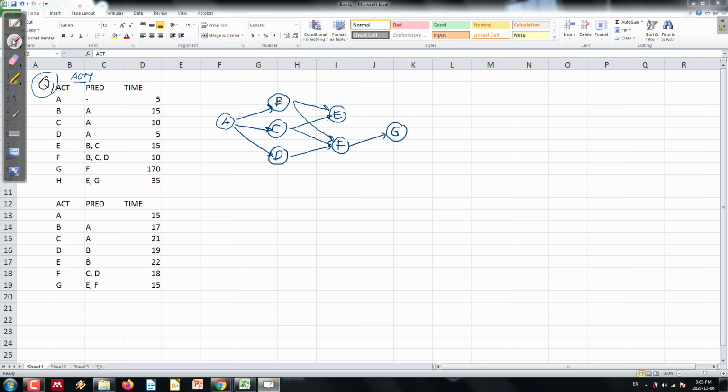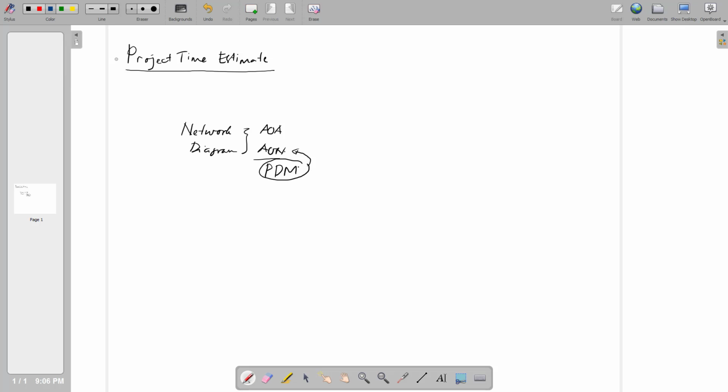E and G. Okay, so I think I will erase this one first. I will rearrange it again. E, F, G. Yeah, I'll put it here, I think. Right, this is G, and H is from E and G. So this is the network diagram. I'll bring it to our board now.